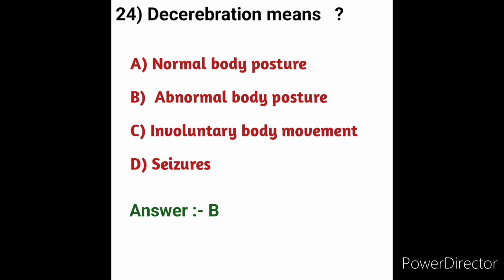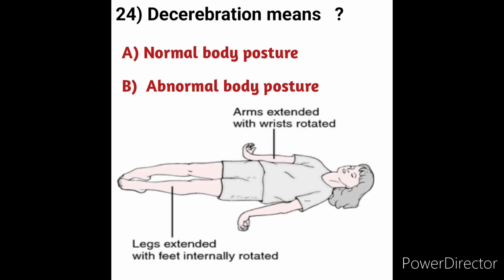Decerebration involves the arms and legs being held straight out, the toes being pointed downward, and the head and neck being arched backward, which means an abnormal body posture. In this picture we can see the abnormal body posture: legs extended with feet internally rotated, arms extended with wrists rotated. This is decerebration. Option B, decerebration means abnormal body posture. Next move on to question number 25.